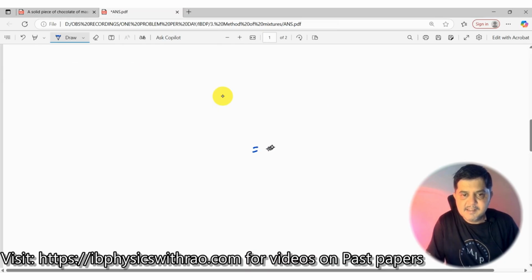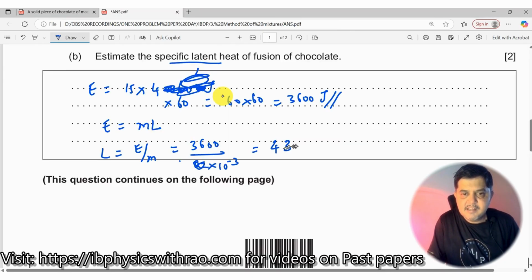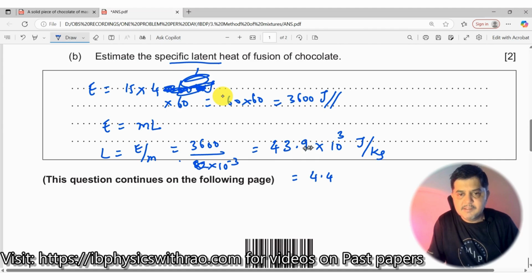I write this as 43.9 multiplied by 10 power minus 3. When it goes upwards, it becomes 10 power plus 3. What is L here? This is joule, this is kg. So joule divided by kg. In other words, I can put this as 4.39, which would be 4.4 into 10 to the power of 4 joules per kg, to two significant figures.